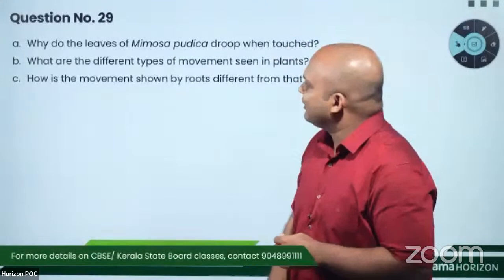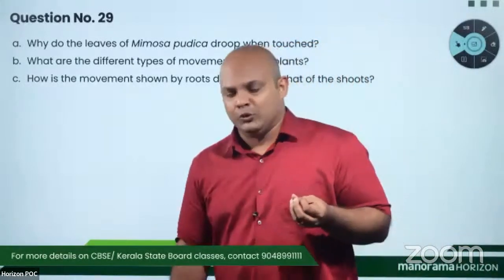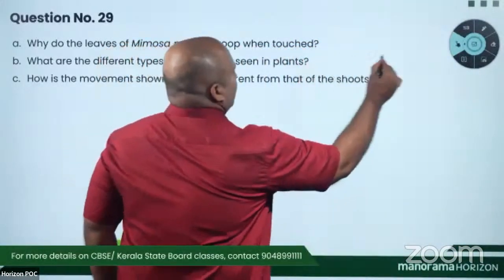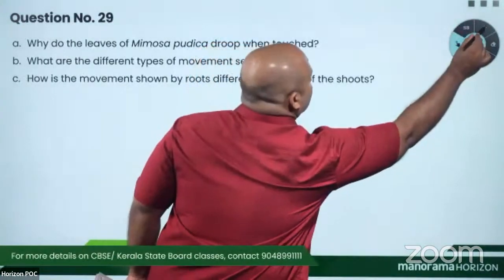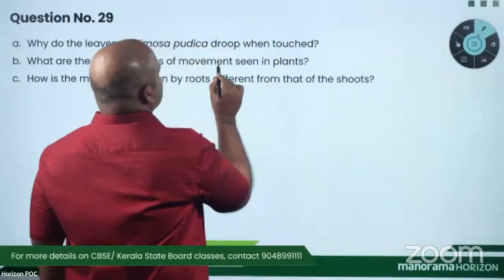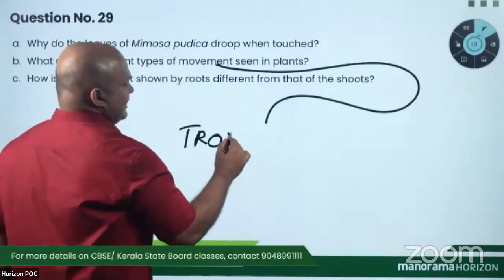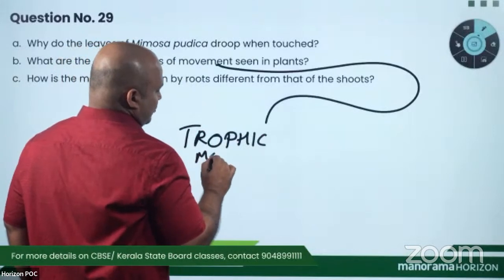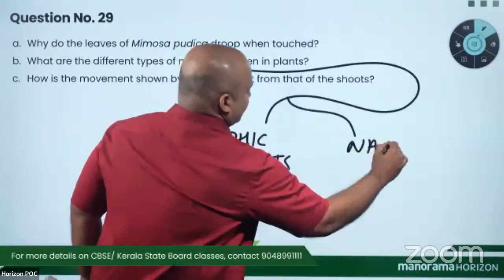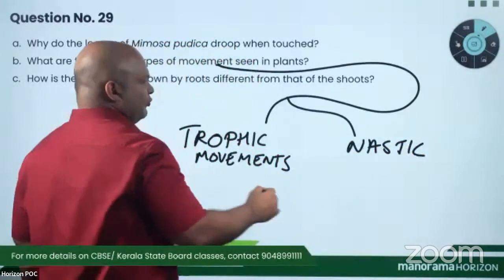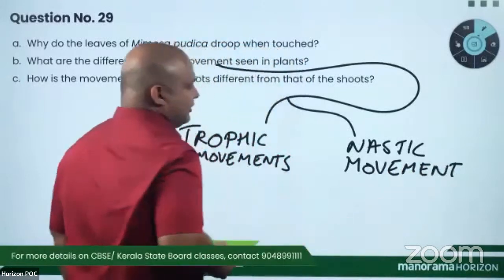The second question, what are the different types of movements seen in plants? We can divide the movement in plants into two broad categories. So let's look at this. So what are the movements seen in plants? Two broad categories. We have trophic movements. And we have nastic movements. These are the two broad categories of movement you will find in plants.